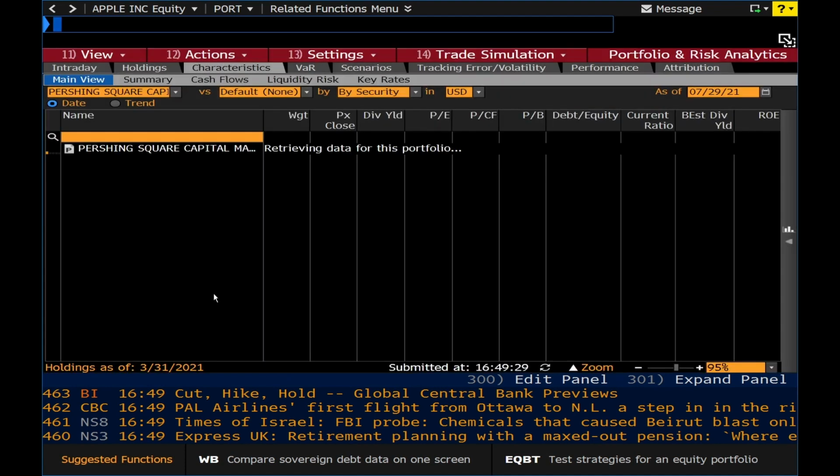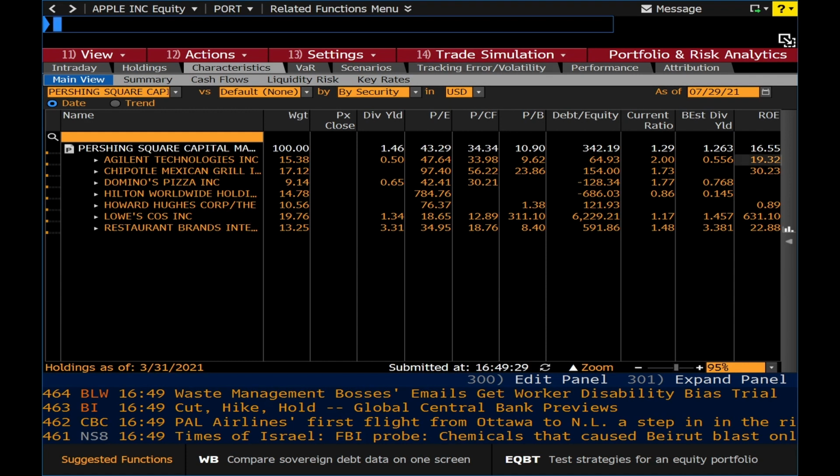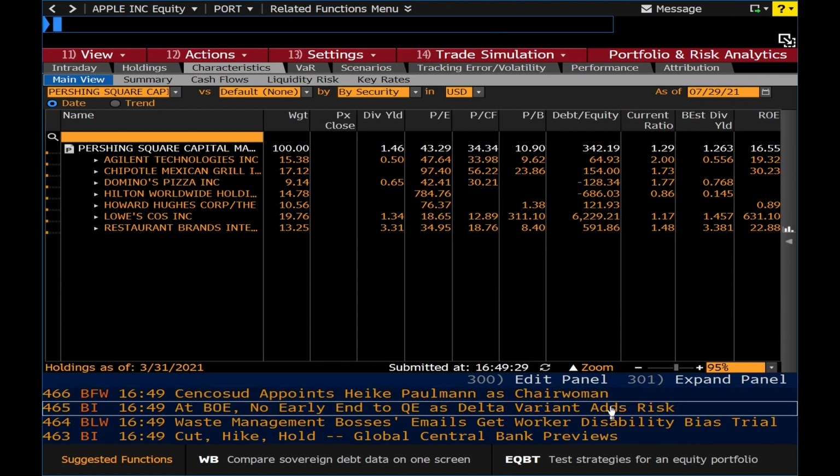Now, characteristics is worth talking about because this will give you pretty important information relating to the holdings in your portfolio. So right off the bat, you can see this displays the dividend yield for each of these positions, the PE ratio, price to cash flow, debt to equity, current ratio, return on equity, all the good stuff is displayed here.